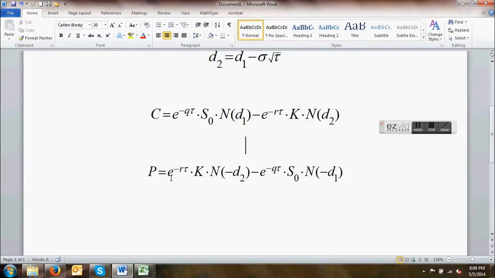And then our put is going to be e to the minus r tau times K, the strike price, times the cumulative standard normal distribution of minus d2, and again subtracting the second term. Without going into the detail, we'll learn that.